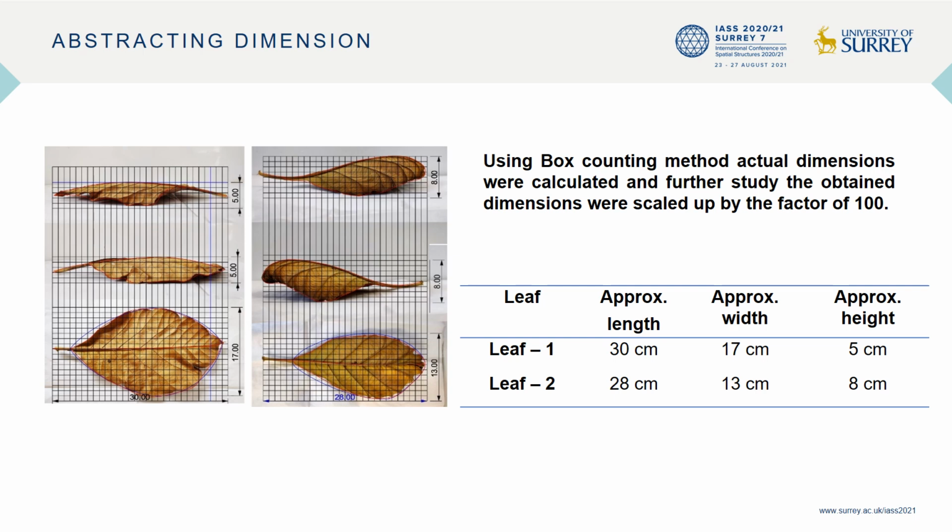So this is the first step here. Geometrical dimensions are calculated using box counting method. Dimensions obtained are approximated to the nearest integer. Measured dimensions were scaled up by the factor of 100 and kept for further exploration.